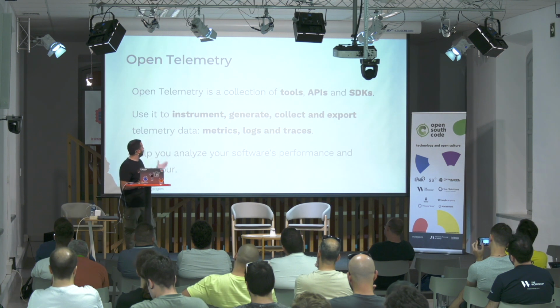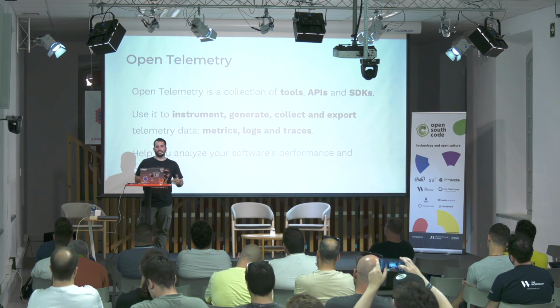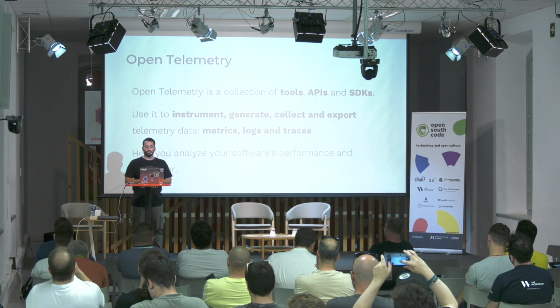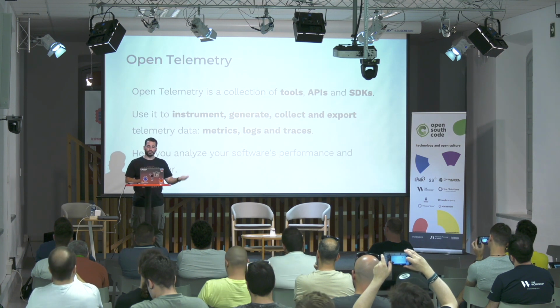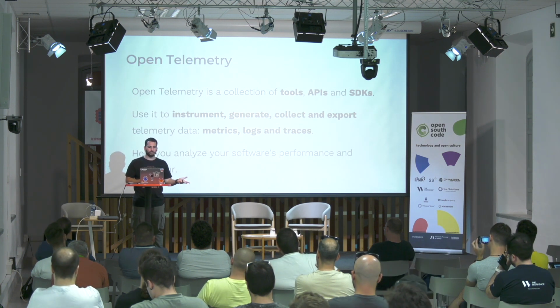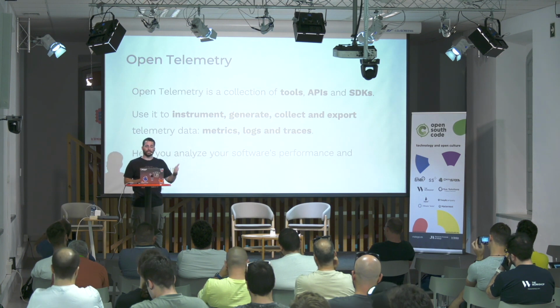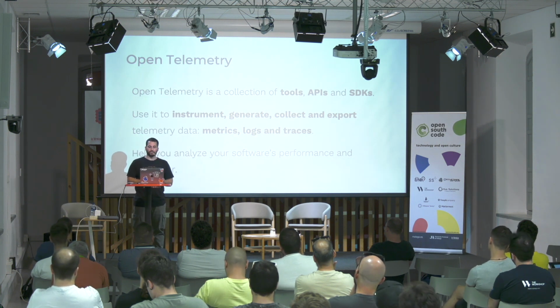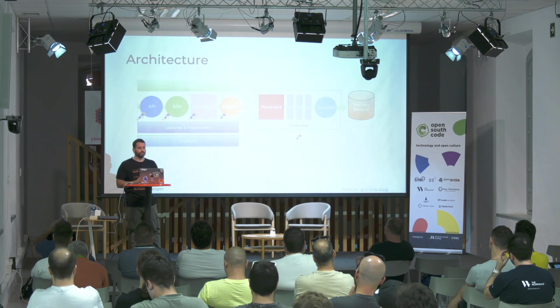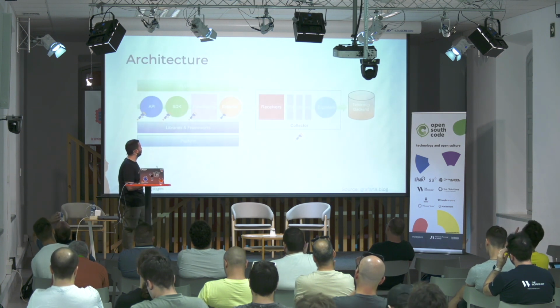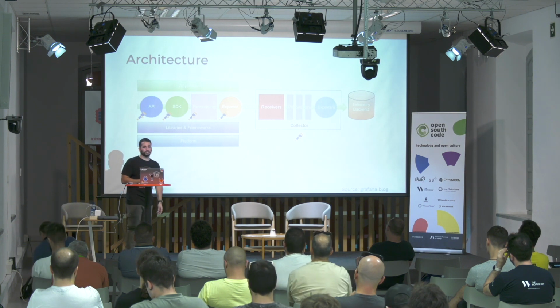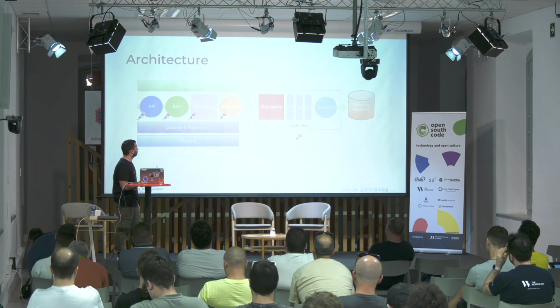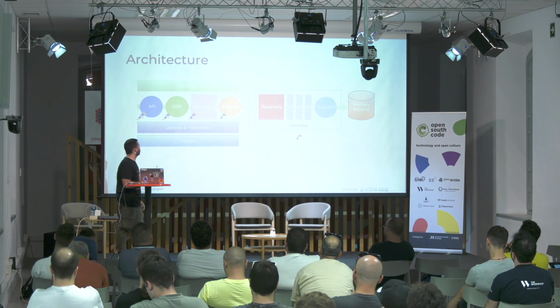OpenTelemetry is a collection of tools, APIs, and SDKs that we use to instrument, generate, collect, and export the telemetry data, which are metrics, logs, and traces. And it helps us to analyze the performance and the behavior of our system. Let's look at this architecture. This is a simple architecture of an application that's using OpenTelemetry. Let's go over the different components that OpenTelemetry provides.